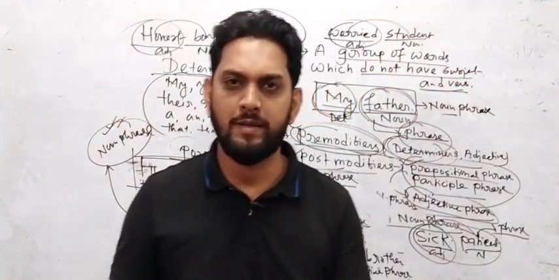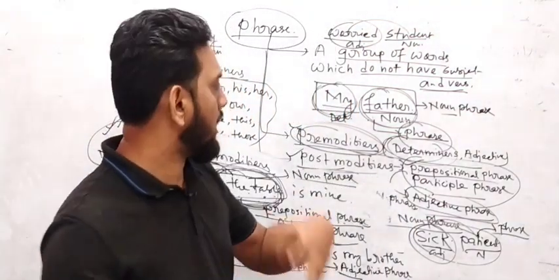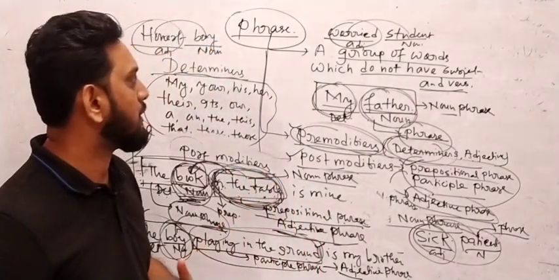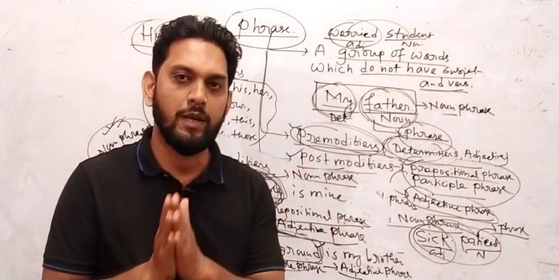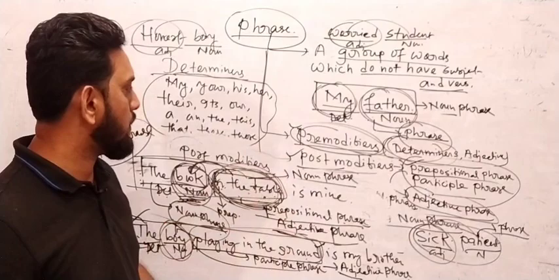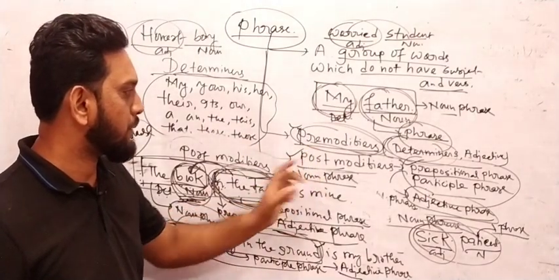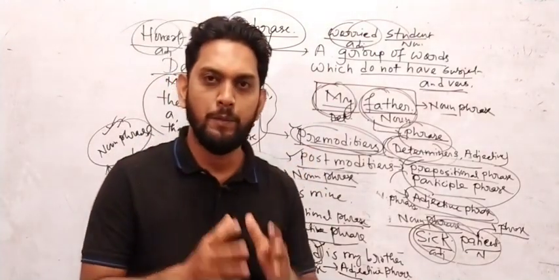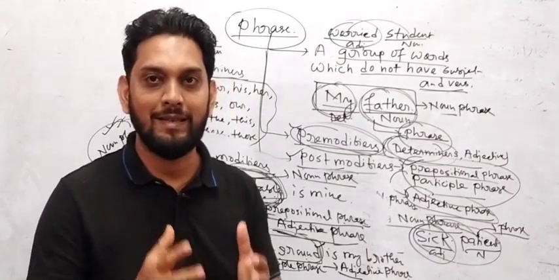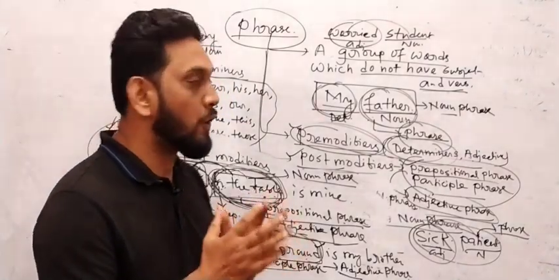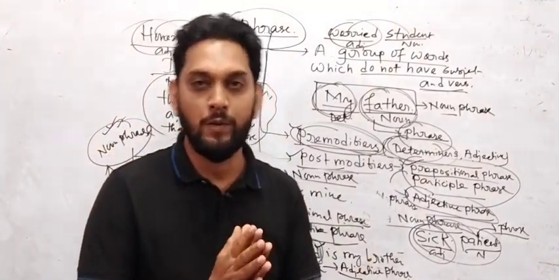There are so many phrases. Today I just made you understand about the phrase. Phrase means a group of words which do not have any subject and verb. Already I made you understand using pre-modifiers and post-modifiers, and using them we can easily make a lot of phrases. This thing I made you understand.